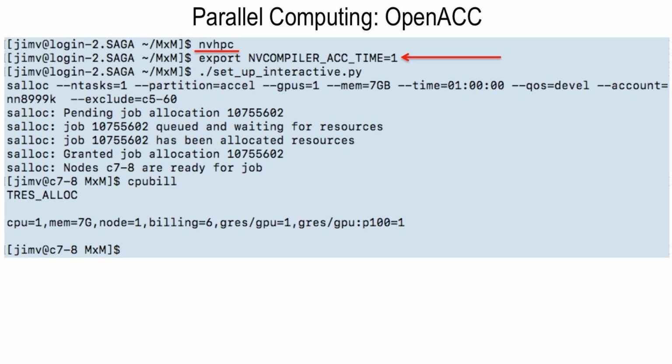We use our NVHPC alias to load the latest NV Fortran compiler and set the environment variable NV compiler ACC time equal to 1. By configuring this environment variable, timing data for accelerator kernels will be presented in your terminal upon execution. Then, we execute our setup script and confirm via our CPU bill alias that the billing factor remains at 6.